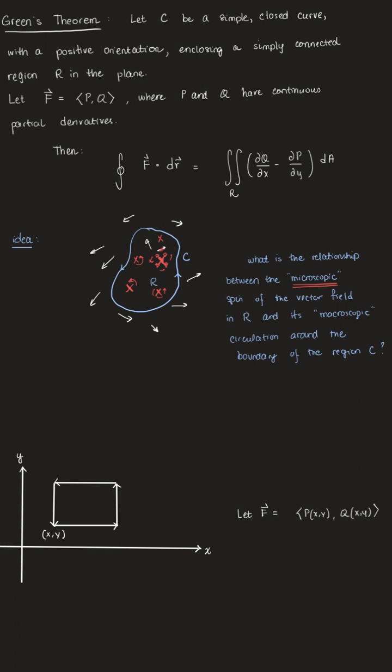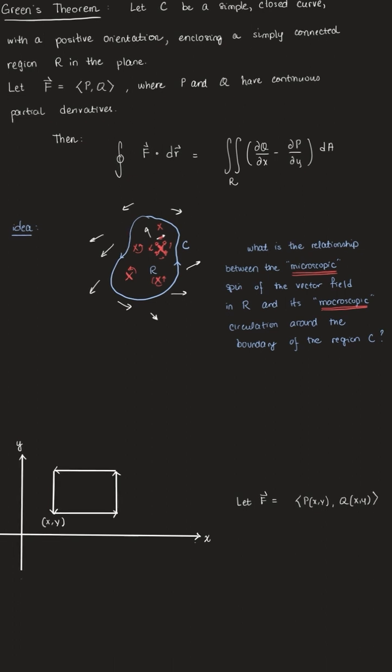And of course, every single point in that region has a propeller that tells us the spin driven by the vector field. And we want to know, is there a relationship between the spinning that goes on inside this region and the circulation along our boundary? The circulation is a macroscopic measure around the boundary of the curve. The spin is a point-by-point measure of the spin of a propeller inside the region.